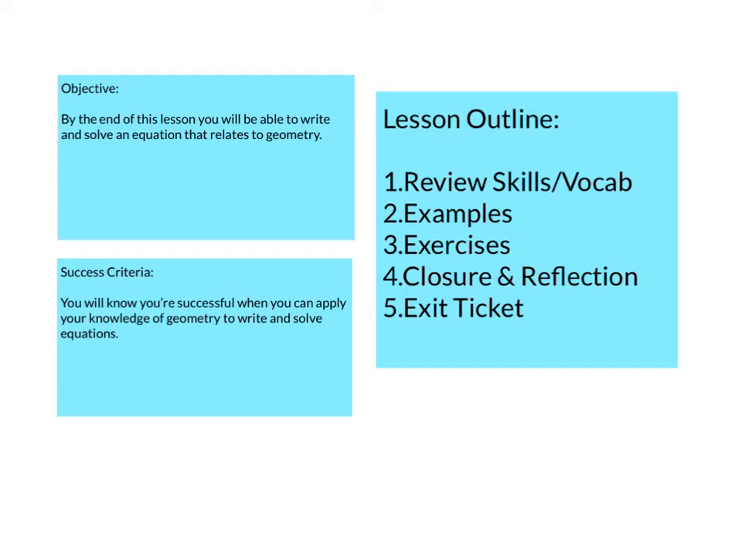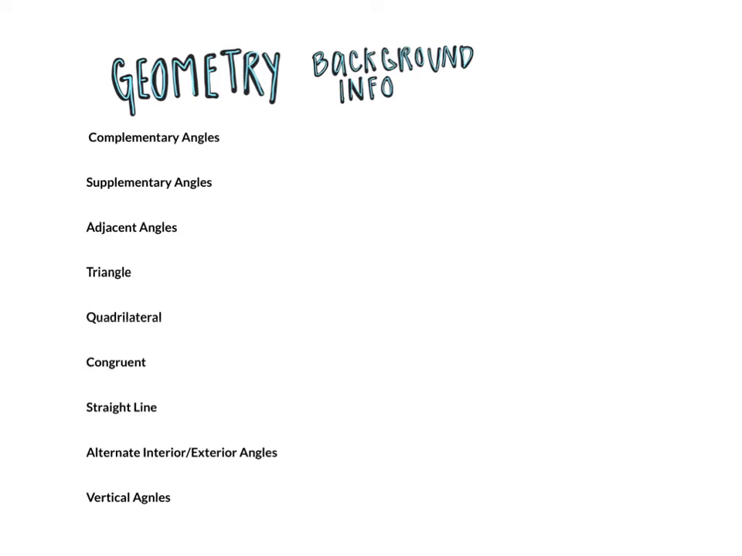We're going to review some geometry skills, just some basic geometry knowledge. I'll go through some examples with you. You'll complete your exercises. We'll close out the lesson, reflect on some things we learned, and then complete the exit ticket. Alright, so before we get into this lesson, we need to review some things from geometry that you've learned in the last couple of years.